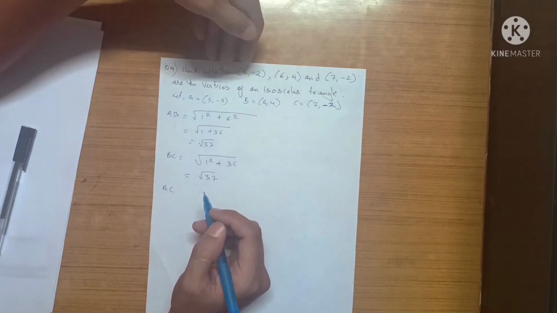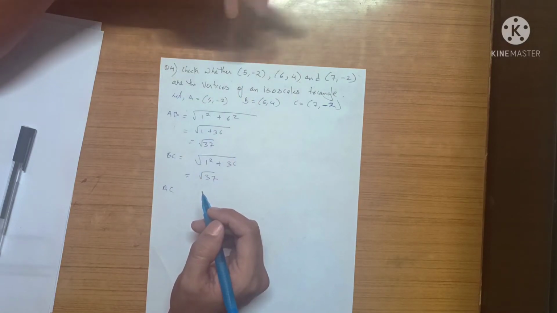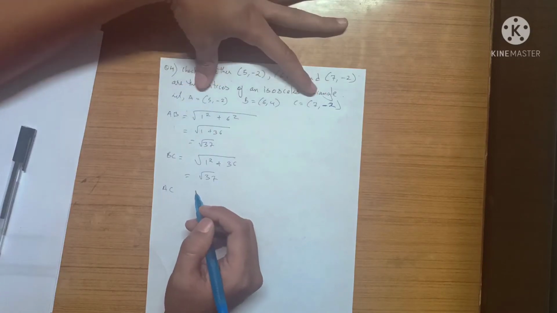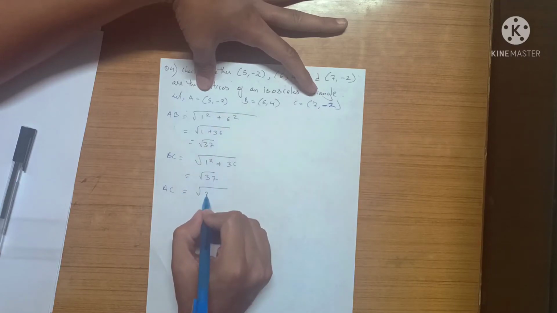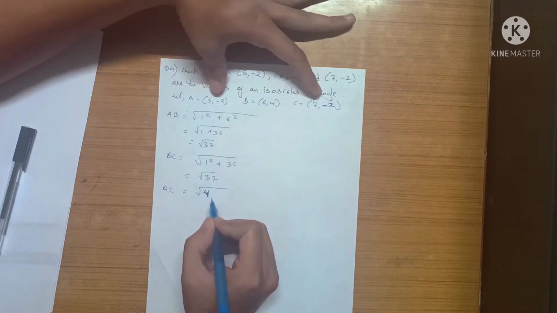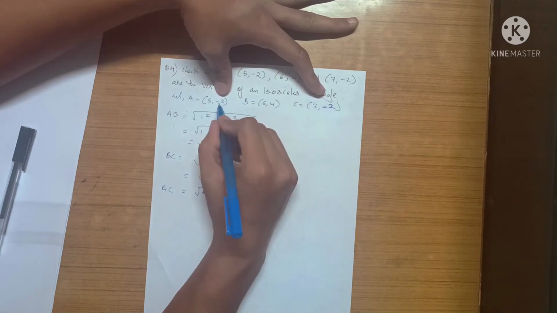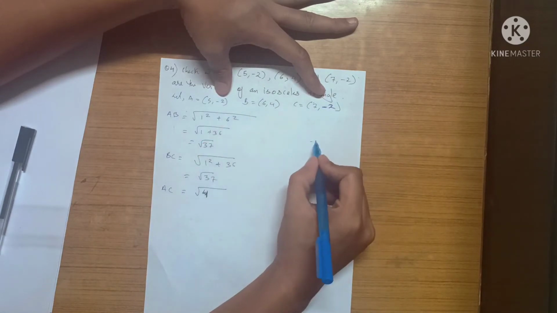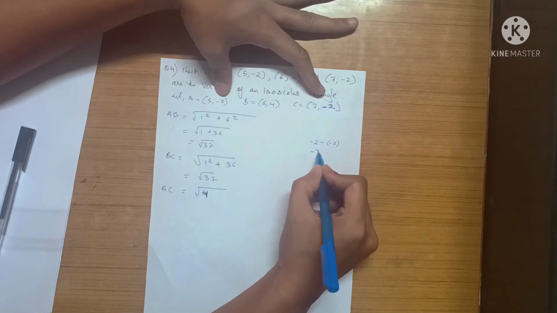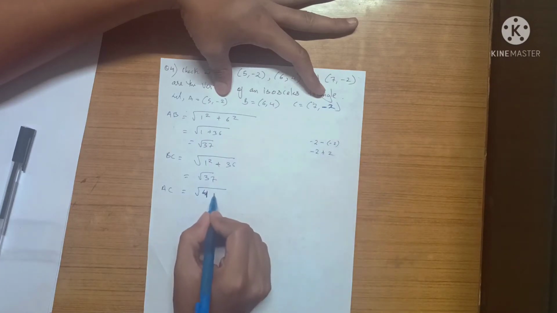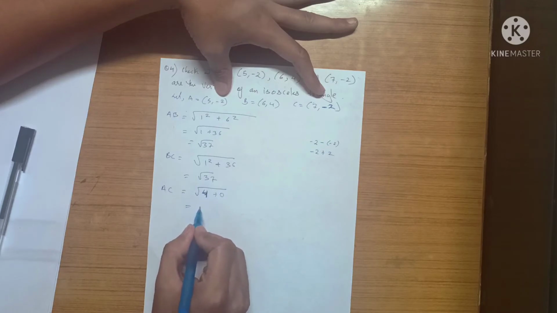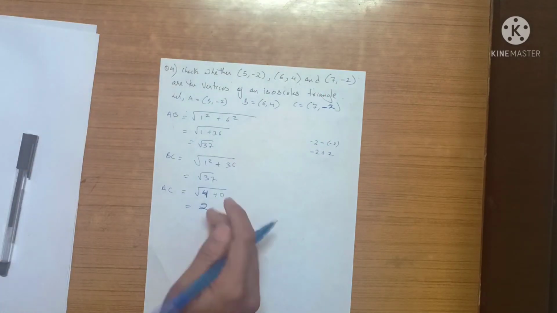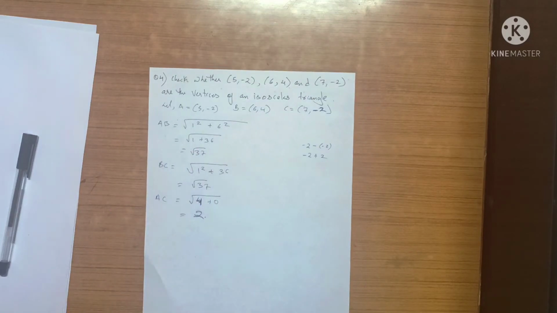In the exam they won't say check whether it's isosceles or not. They'll say what kind of triangle it is. So you have to check the third side also. So 7 minus 5 is 2. 2 square is 4. Minus 2 minus minus 2, so it will become 0 only. So root of 4 is 2. So that's it. Two sides are equal, one side is unequal, so it is an isosceles triangle. Got it?